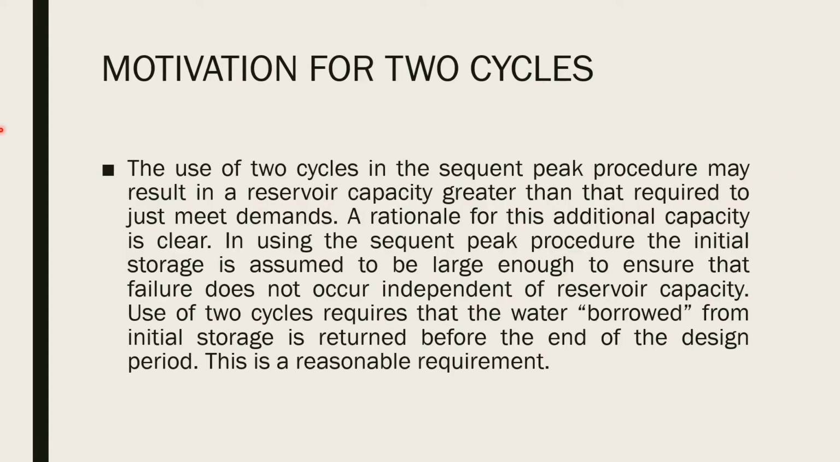As motivation for two cycles, the use of two cycles in the Sequent peak procedure may result in a reservoir capacity greater than that required to just meet demands. A rationale for this additional capacity is clear. In using the Sequent peak procedure, the initial storage is assumed to be large enough to ensure that failure does not occur independent of reservoir capacity. Use of two cycles requires that the water borrowed from the initial storage is returned before the end of the design period, and this is a reasonable requirement.